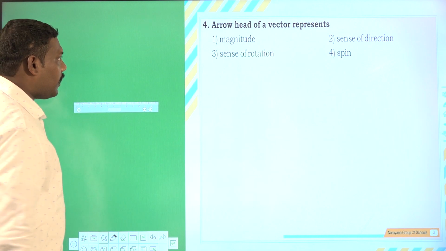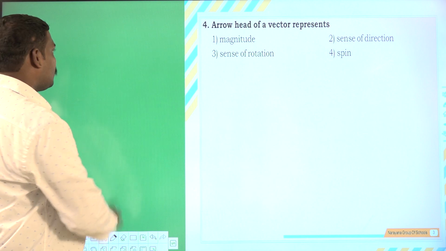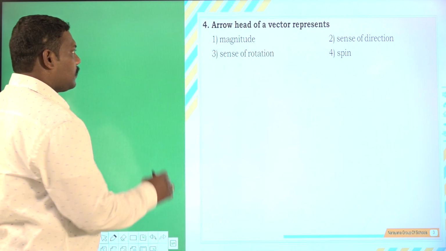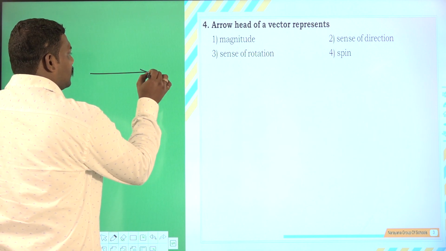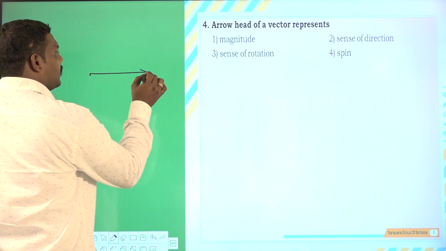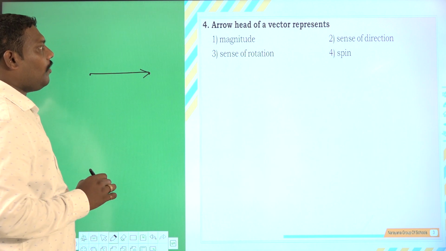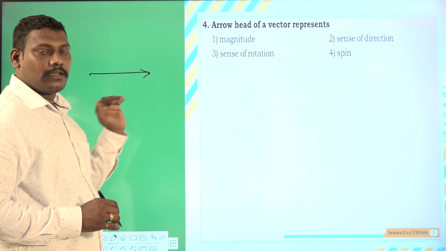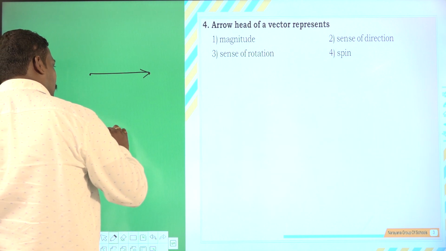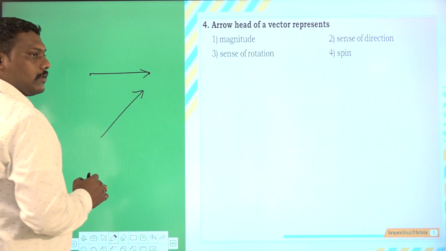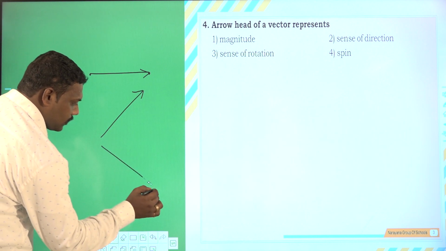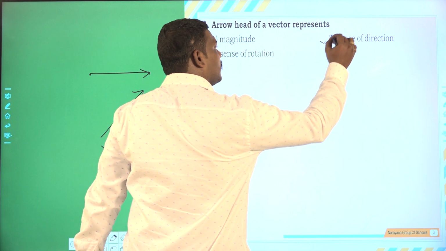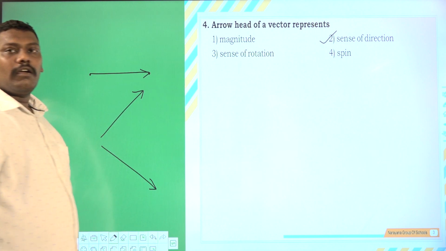Okay, now let us go to the fourth question. Arrowhead of the vector represents. Okay, this is the arrowhead, and this is the tail end, and this is the head end. Okay, now this arrow represents the direction, in which the vector is there, like this, or else like this. So this arrow represents the direction. So sense of direction is given by the arrowhead of the vector.